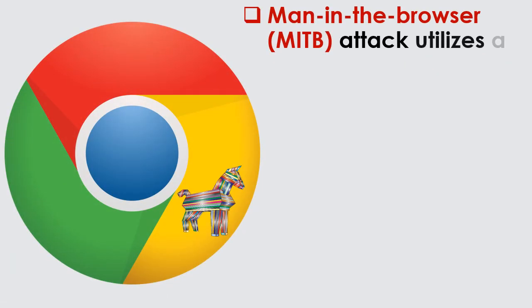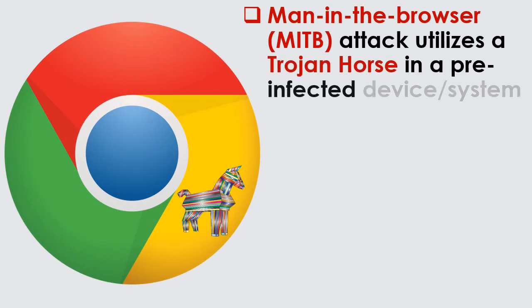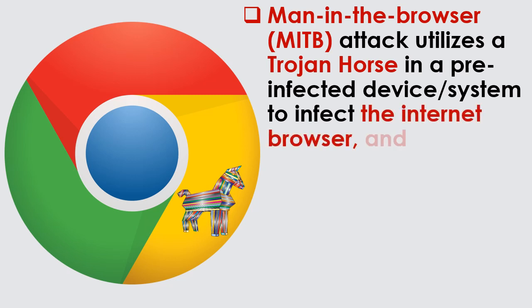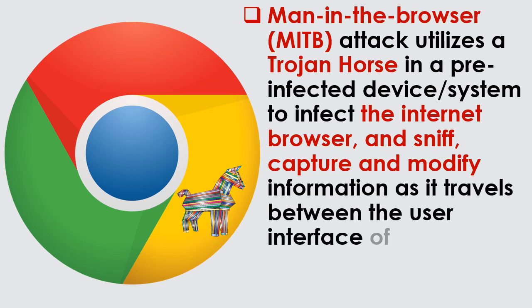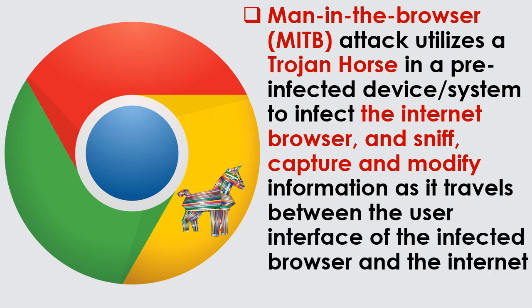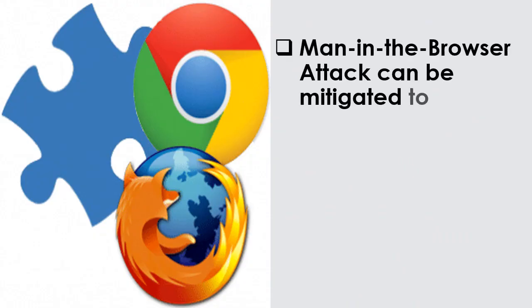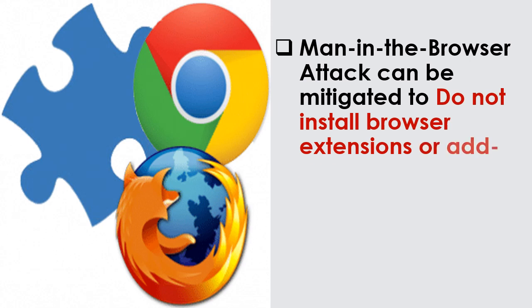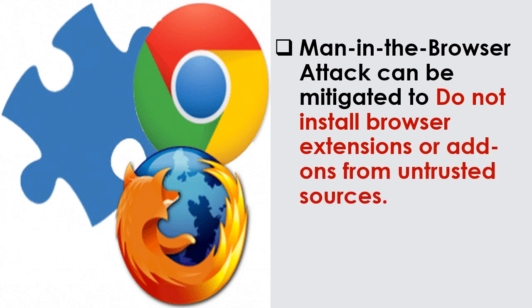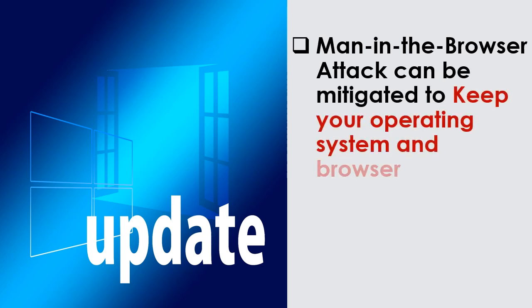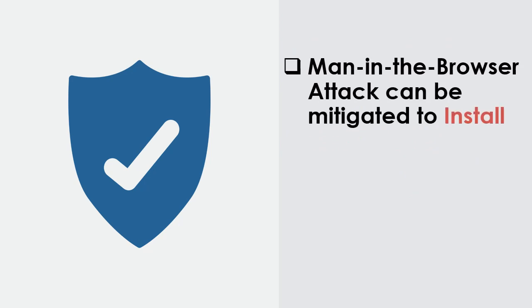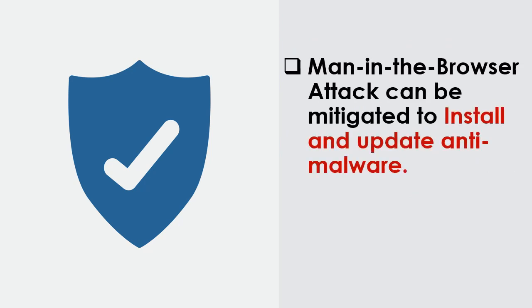Man-in-the-browser, MITB, attack utilizes a Trojan horse in a pre-infected device or system to infect the internet browser, and sniff, capture, and modify information as it travels between the user interface of the infected browser and the internet. Man-in-the-browser attack can be mitigated by not installing browser extensions or add-ons from untrusted sources, keeping your operating system and browser up to date, and installing and updating anti-malware.